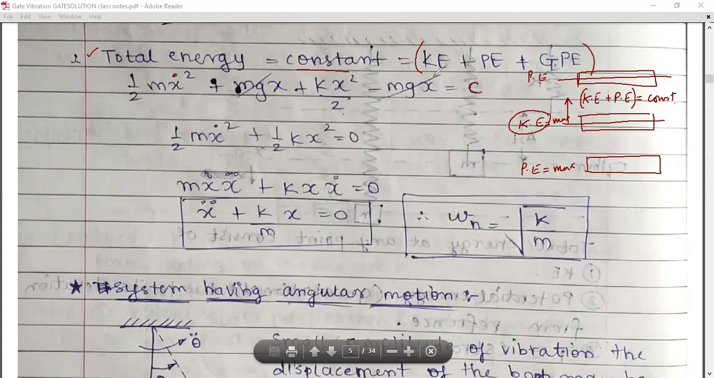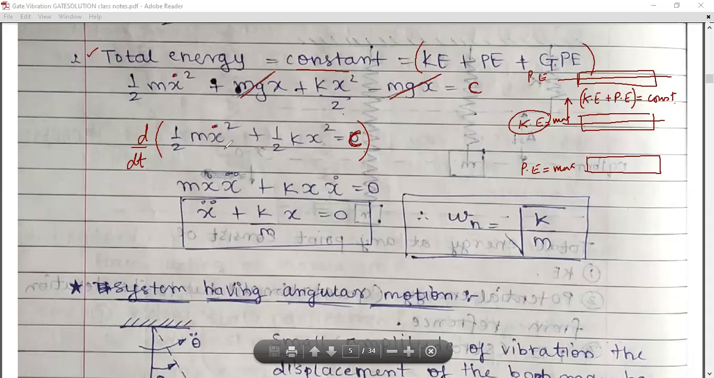So here you can see that mgx and minus mgx cancel out, and you get half mx dot square plus half kx square is equals to 0. Right? Now, sorry, this is constant. This should not be 0. This is the constant. Now, when you differentiate d by dt of this equation, the derivative of any constant should be 0. Right? Derivative of any constant should be 0.